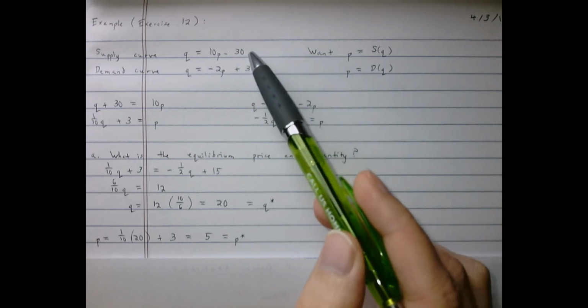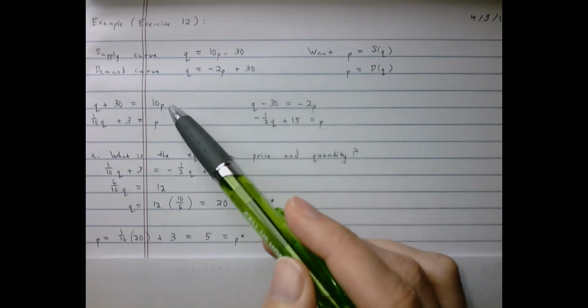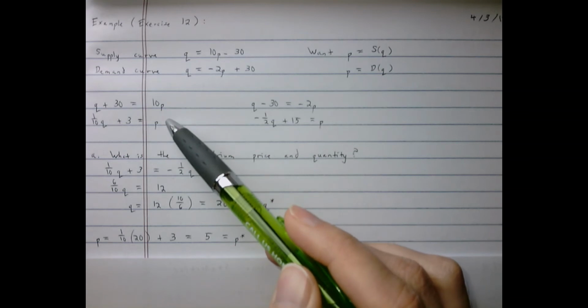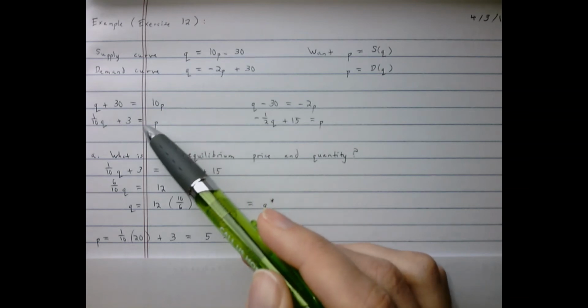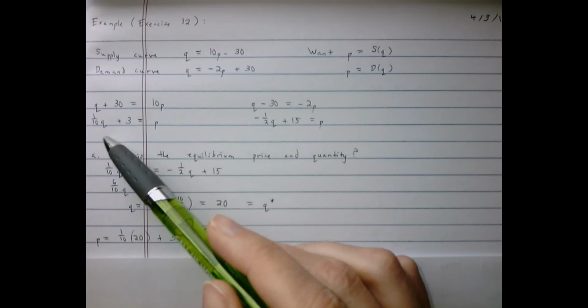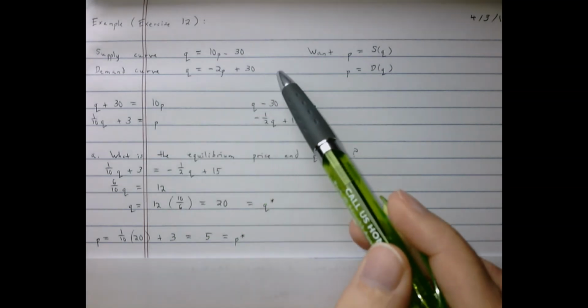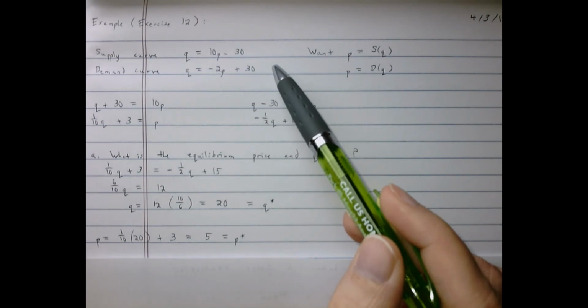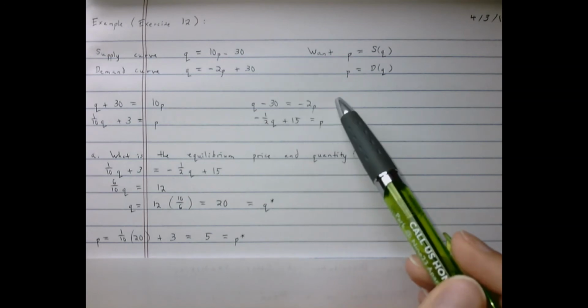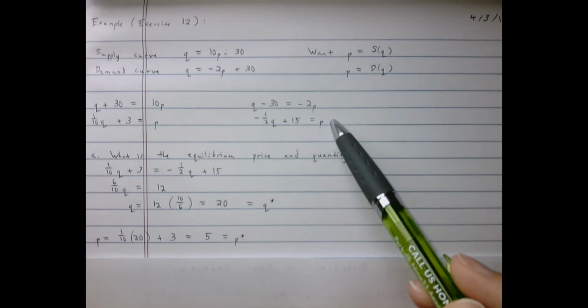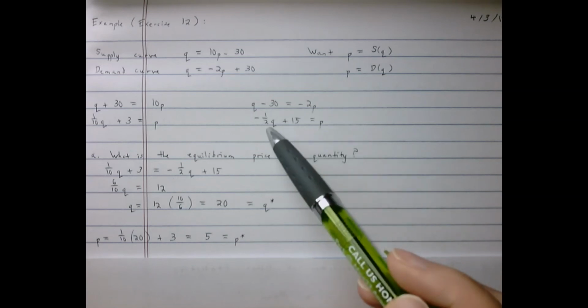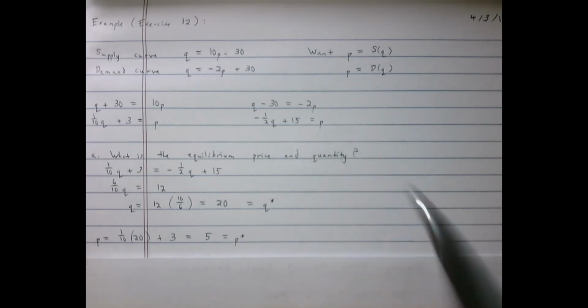If you start with the supply curve, let's add 30 to both sides to get this equation. Then I'll divide through by 10 to get P equals a bunch of things involving Q. Similarly for the demand curve, we'll start by subtracting 30 from both sides and then divide both sides by negative 2 to get this. P equals negative 1/2 Q plus 15.